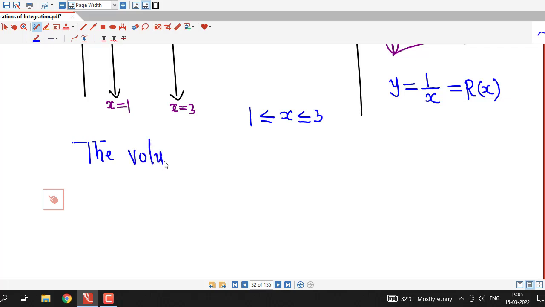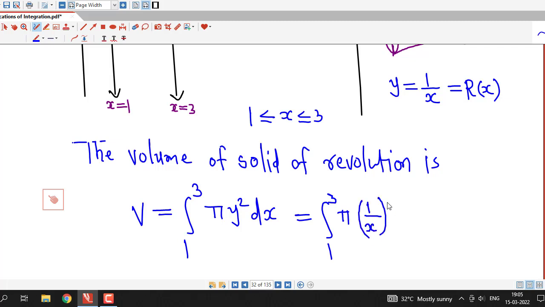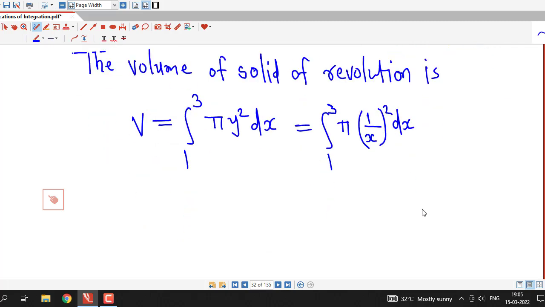We are interested in the volume of the solid of revolution. Volume of solid of revolution is V equal to integral from 1 to 3 of pi into y square dx. So this is going to be pi into the value of y, which is 1 by x, whole square dx. So this is equal to pi, which is outside the integral as it is constant, and this is going to be 1 by x square, that we can rewrite as x raised to minus 2.